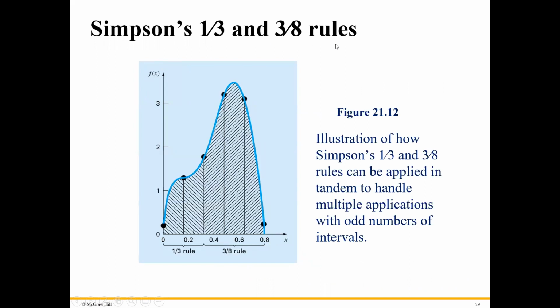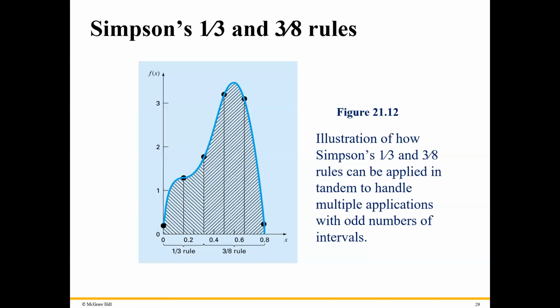Simpson's 1/3 and 3/8 rules can also be applied one after the other, and there are certain advantages to that. Remember that we have the Simpson's 1/3 rule and the Simpson's 3/8 rule. The 1/3 rule can be applied for an even number of segments. The 3/8 rule can be applied for both even and odd numbers of segments. However, we can also apply the 1/3 rule for one part of the segments in the same problem, and for the other segments we can apply the 3/8 rule. So this also has some advantages.